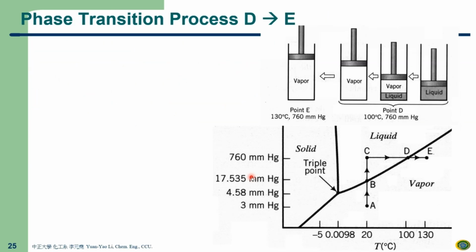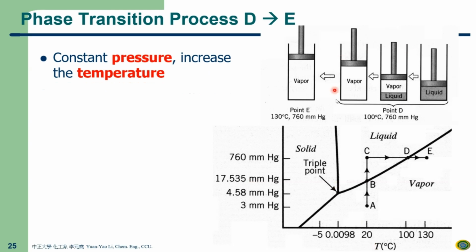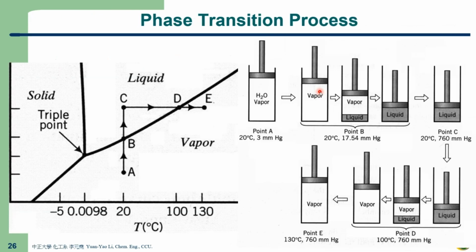From D to E, you already have all vapor. So even though you increase the temperature and keep the pressure constant, the volume will increase anyway. This is what we call the phase transition process, from A to B, B to C, C to D, D to E. You can use this diagram to explain what's going on in this process.